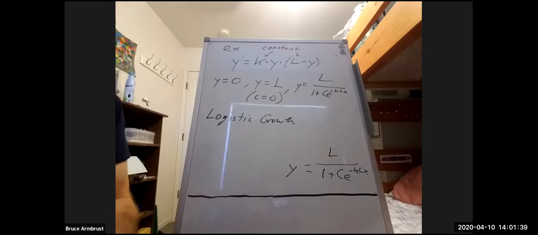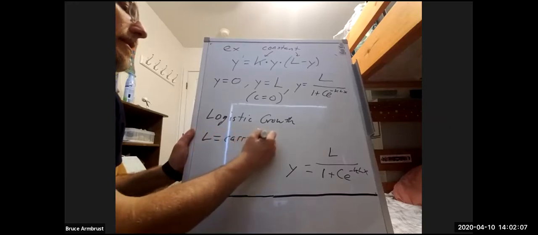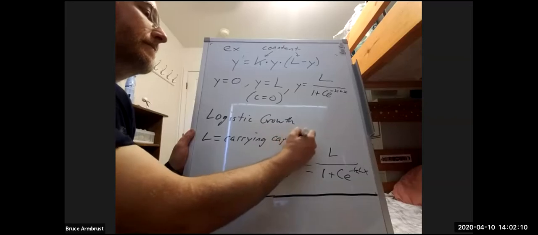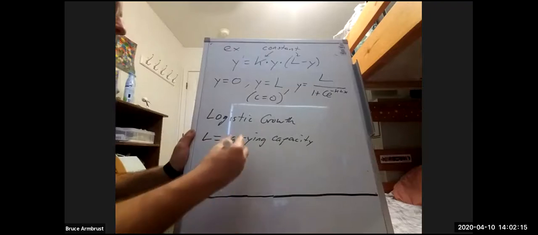It's much more appropriate than exponential growth, because for any living creature that's growing, there's going to be a maximum number. You can't have an infinite number of humans on Earth. You can't have an infinite number of bacteria cells. Eventually the resources are limited, and there's a maximum number. And that's what that L is. L, we call the carrying capacity. Think of it as the maximum number.